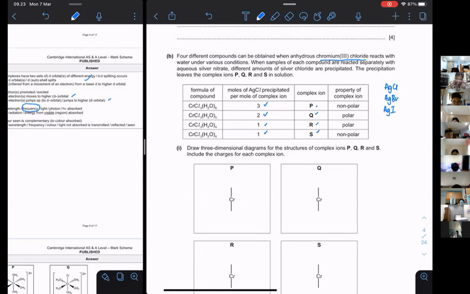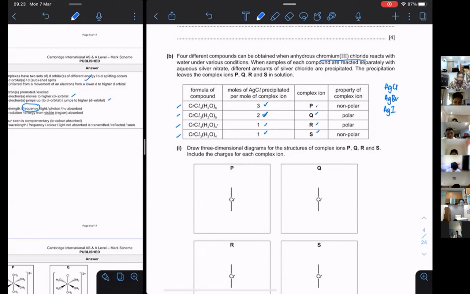These are the formulas of the compounds, and you can see that they have different numbers of moles of water. And then what I can see is there are certain amounts of AgCl coming out. If you have 3 moles of AgCl, it means that 3 Cl came out from that compound. If you see 2 AgCl, it means 2 Cl came out from the compound. And 1 means there's only 1 Cl came out from the compound.